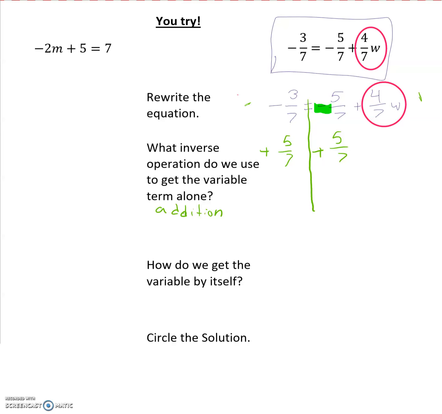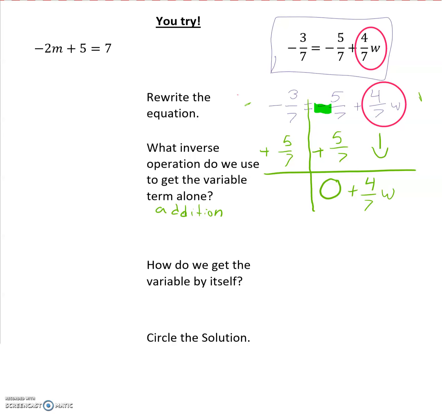So, now let's look at this. We have negative 5/7 plus 5/7. That eliminates down to 0. Did we do anything with our variable term? Nope. So we can just bring that whole thing down. Positive, so plus 4/7 W.